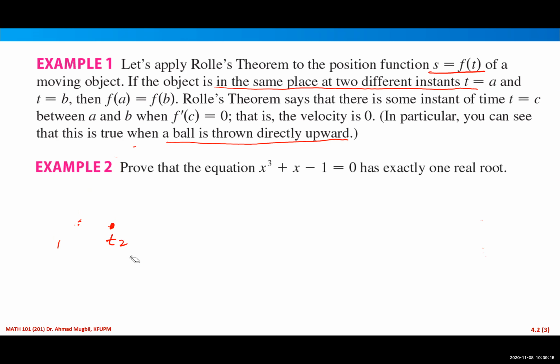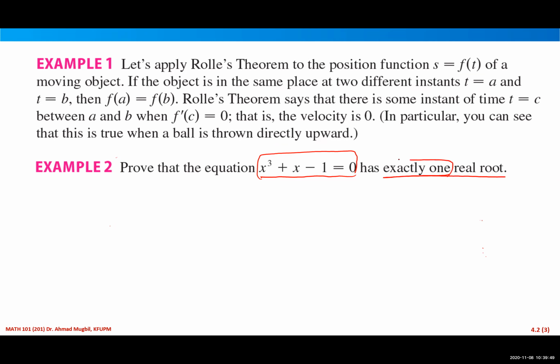As I told you, one of the main applications of this theorem is solving or approximating or estimating solutions for equations that we cannot solve algebraically exactly. You cannot find the exact solution of this equation algebraically. You can see clearly that what we want here is to prove that this equation has exactly one real root. Exactly one, not none, not more than one. So how to prove that?